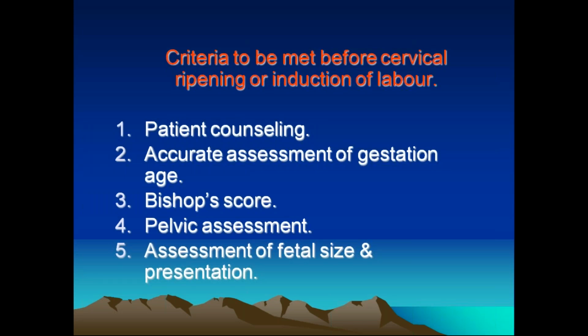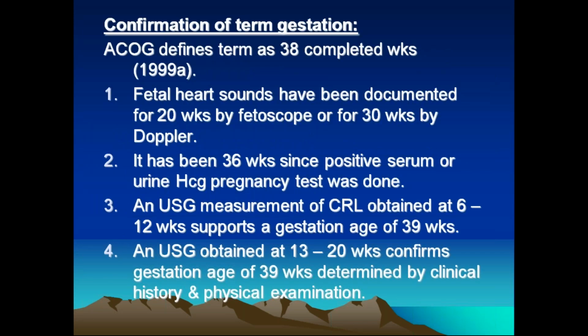The next step is that we first have to assess the gestational age. How do we assess the gestational age? We'll discuss that later. Then we have to see the Bishop score, which tells whether the cervix is favorable or not favorable. Then we have to assess the pelvis. If there is any abnormality like a contracted pelvis or cephalopelvic disproportion, then we will not go with induction of labor, and we'll do a cesarean section. The next one is the assessment of fetal size and presentation. All these should be done before deciding on induction of labor for a patient.